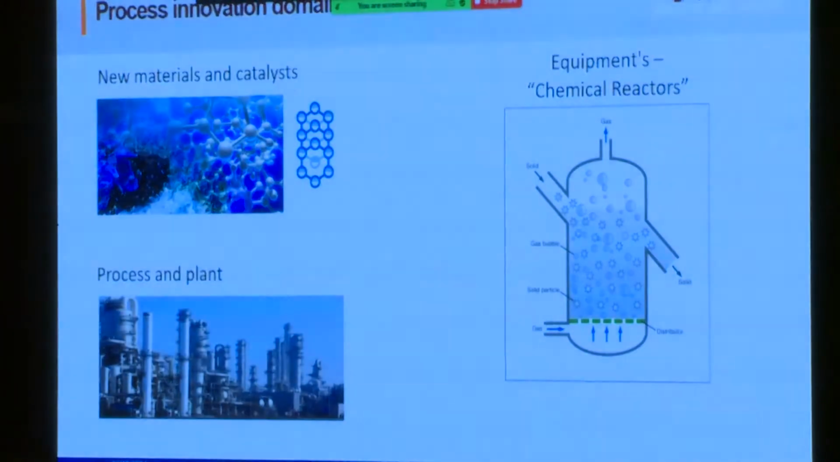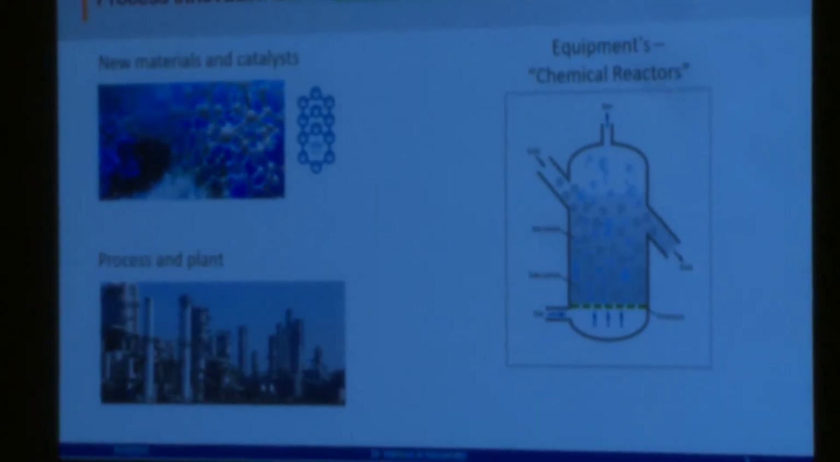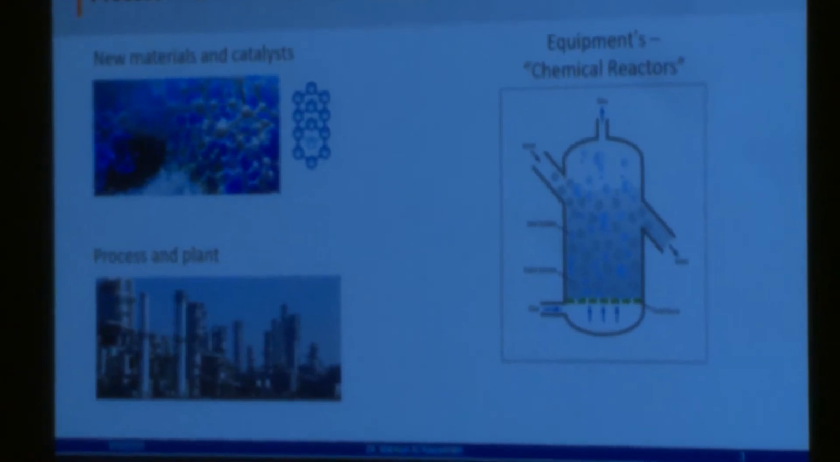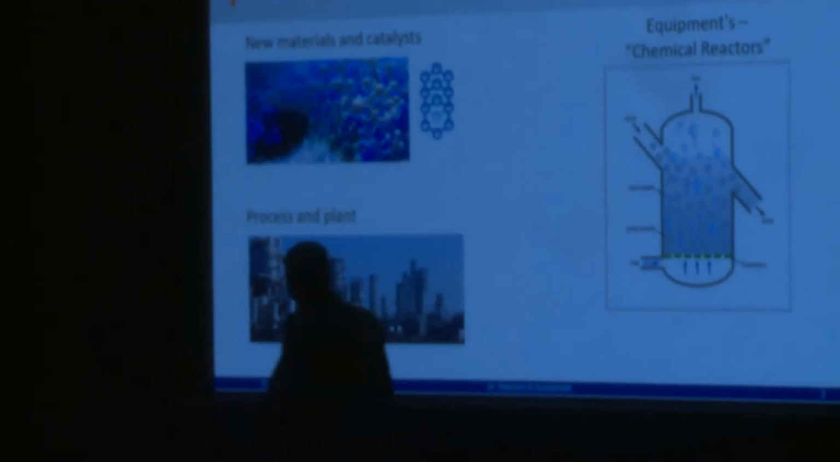Now, when you speak about process innovation, because we need to do process innovation, it's not an option, it's a must, yeah? If we need to continue to live in a good way, then we need to innovate. Now, there are multiple ways you can innovate, either materials, the process, or the equipment. My talk is about process innovation at the equipment scale.